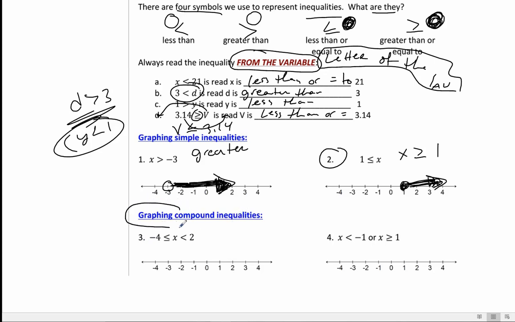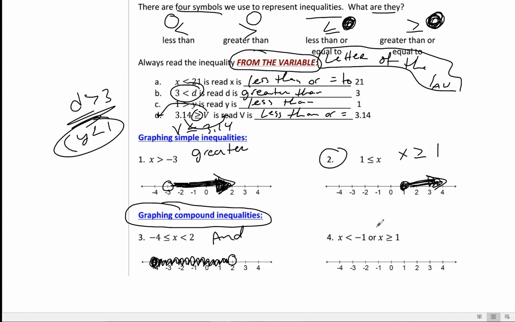Number 3, these are compound inequalities. Hopefully you guys remember a little bit about these. If not, we're going to kind of talk about it right here. What this means is this X is in between these two numbers. And this is what we call an and inequality because it's in between both. So negative 4, I'm going to put a closed dot there. I'm going to put an open dot at 2. And because it's in the middle of them, I'm shading in the middle of them. There's my answer for number 3.